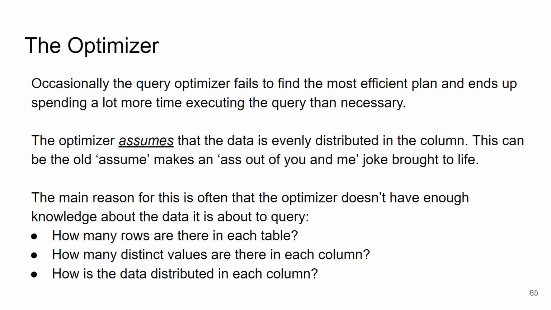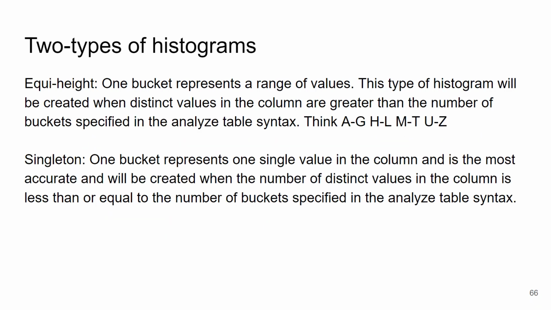Now, the optimizer itself takes a look at your query after the syntax checker and wants to give you the most efficient way to get the data. And the optimizer is assuming that the data is evenly distributed in a column. Evenly distributed is not something that happens naturally for a lot of data. So histograms are great for giving the optimizer better data.